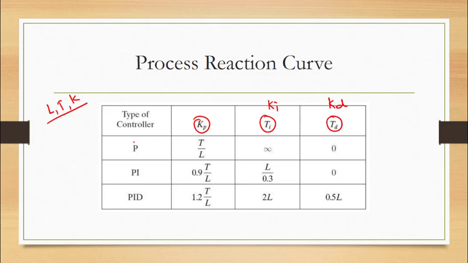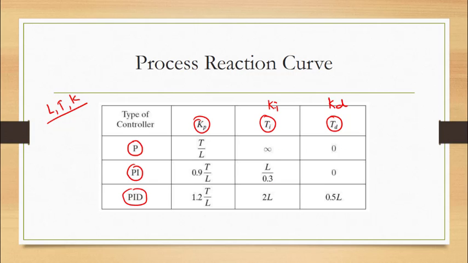Okay, so if you have only a P controller in the plant, then Kp becomes tau by L. The tau is nothing but the time constant. For PI, Kp becomes 0.9 tau by L, and Ti becomes L by 0.3. For PID, Kp becomes 1.2 tau by L, Ti becomes 2L, and Td becomes 0.5 times L. Okay, so this is Td and this is Ti.